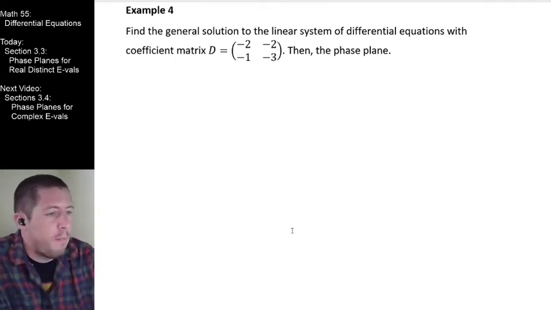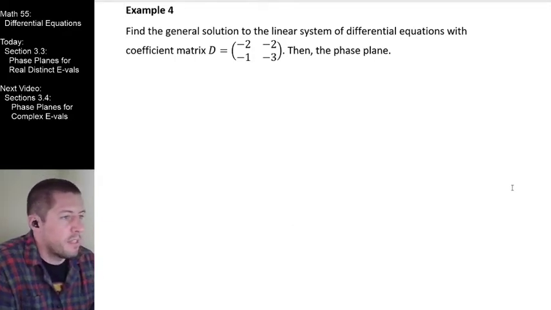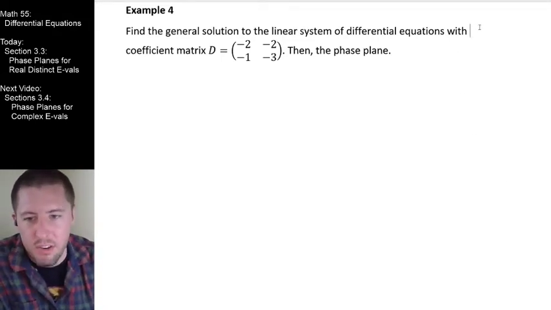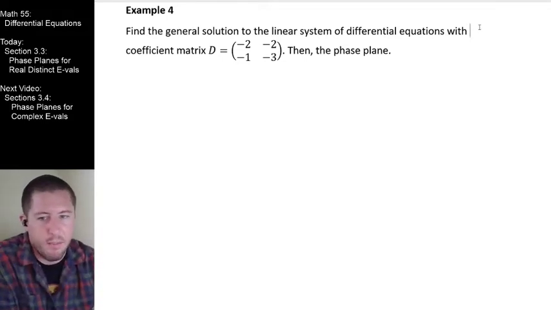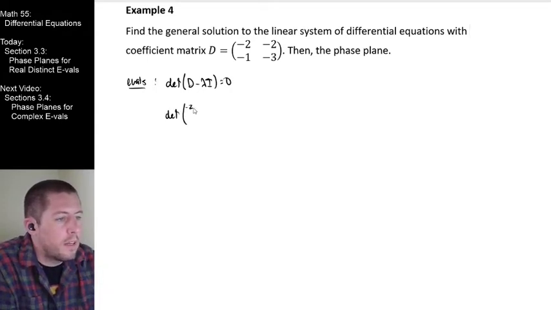So I'm going to do all my same steps. I'm going to see how fast I can write my way through this, since none of this math is super, like, this is very repetitive. This eigenvalue, eigenvector, general solution, phase plane thing. We're going to do this so many times. So eigenvalues: determinant of D minus lambda I equals 0. That's our determinant of negative 2 minus lambda, negative 2, negative 1, negative 3 minus lambda equals 0.